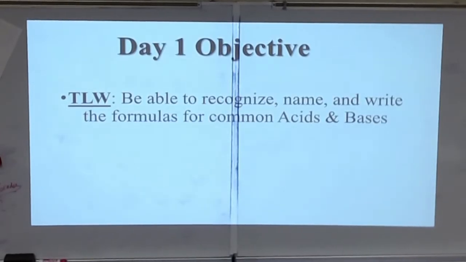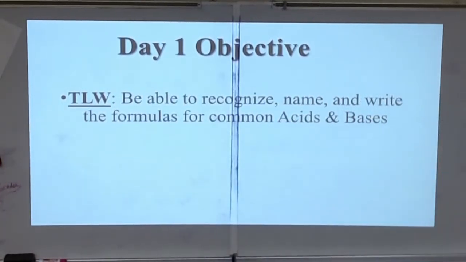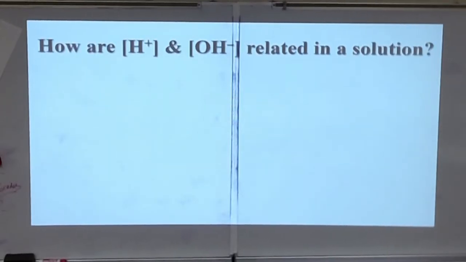So we're going to be able to recognize, name, and write formulas for common acids and bases. The beautiful thing is, if you've been in my class, you already know how to do all this. Or you should, I should say. You should know how to do this. This is routine stuff we've been doing since October. Okay? How are they related in a solution? What are we talking about with hydrogen ions and hydroxide ions?